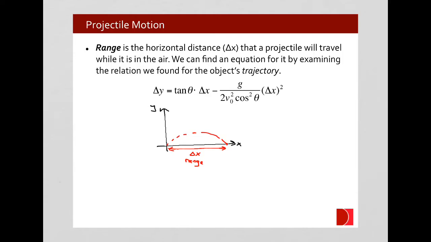And we found an equation in the previous lesson that gives us the height, the vertical displacement, as a function of constants and the horizontal displacement. And so what this is telling us is that if we ever know the horizontal position, this function will give us the vertical position associated with it.